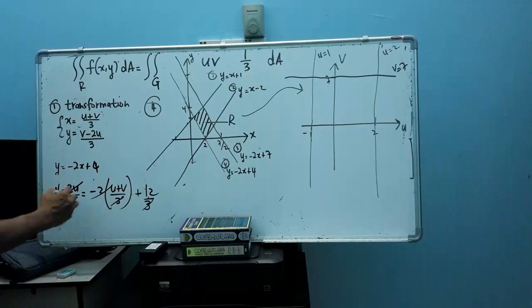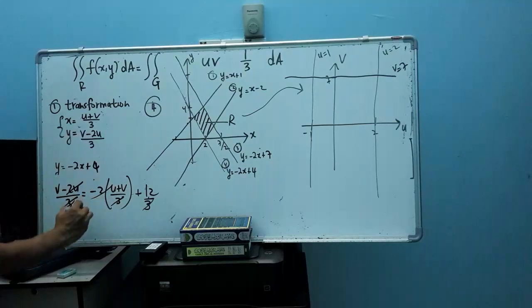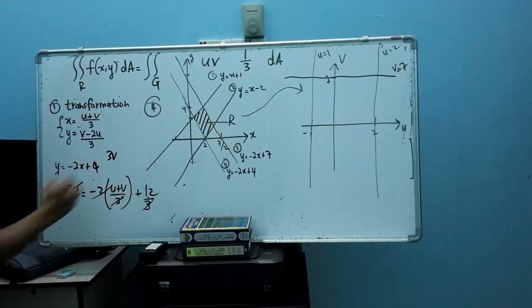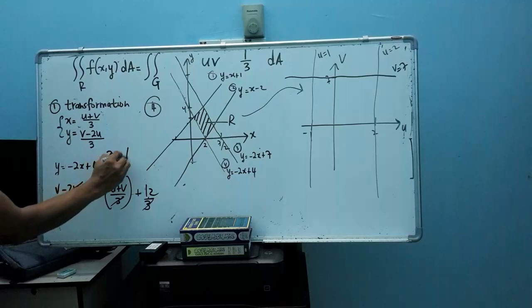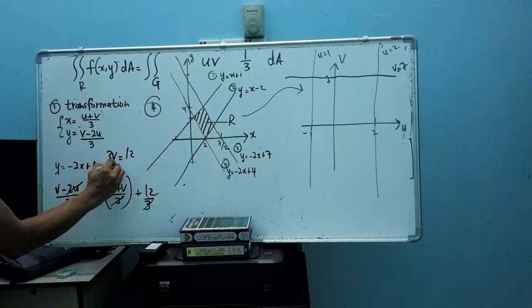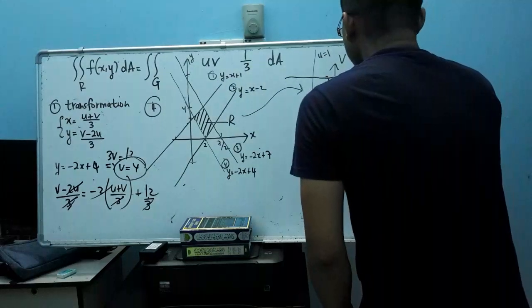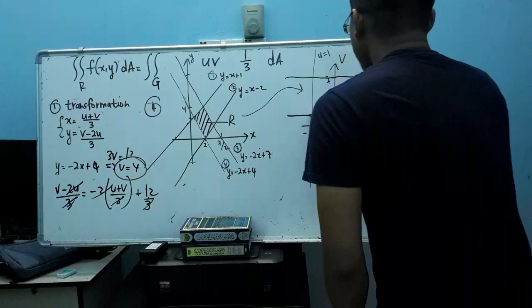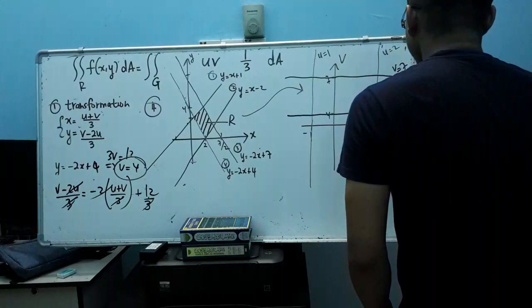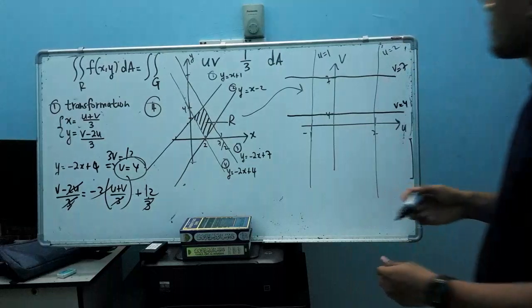Okay, so meaning that I will have something like 3v equals 12. Meaning that from here my v is equal to 4. So where is v equals 4? v equals 4 is somewhere here. So now I will have a straight line, v equals 4.